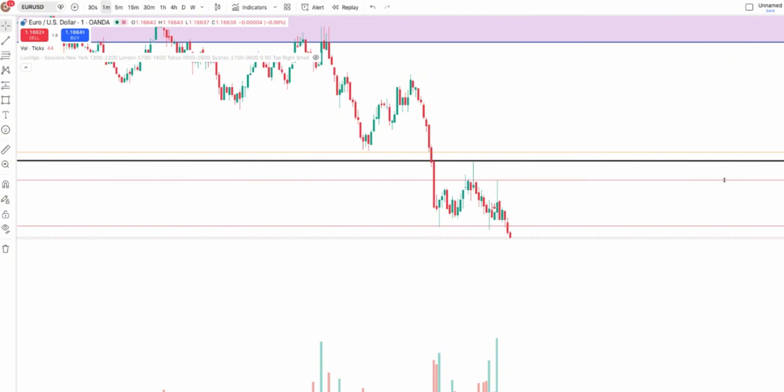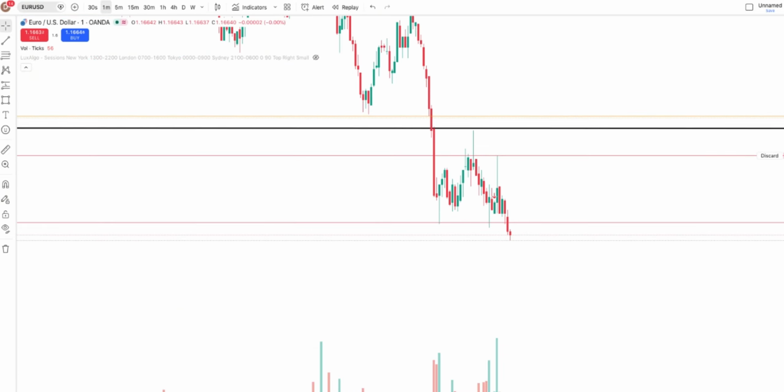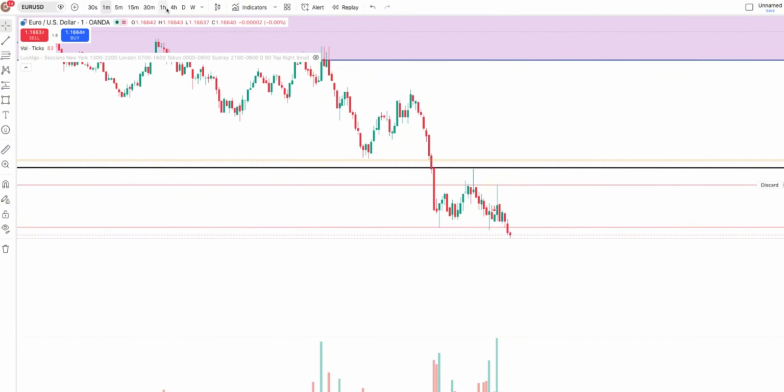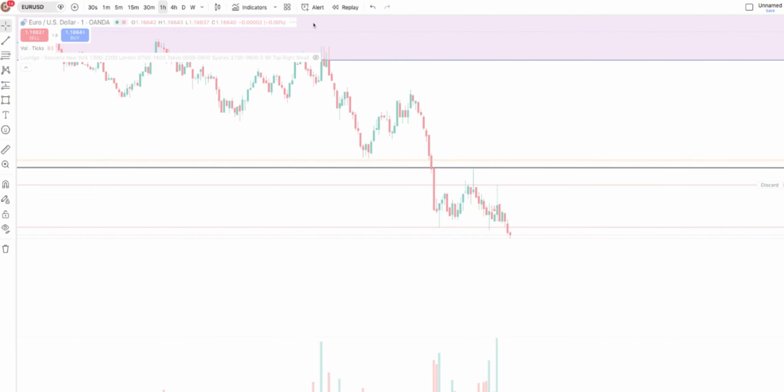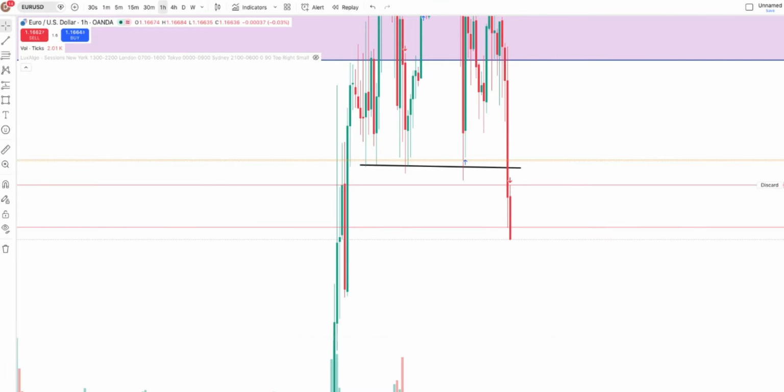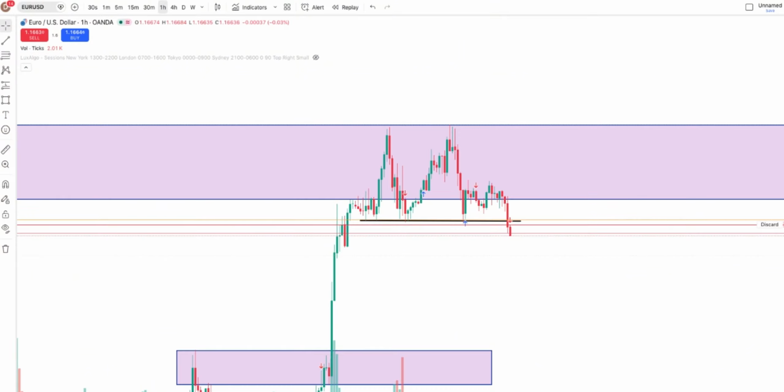Your entry, you put it somewhere in the middle, or should I say on the head of the wick of the one which made the wick to bounce on the black line. So that's it, and that will be your entry.